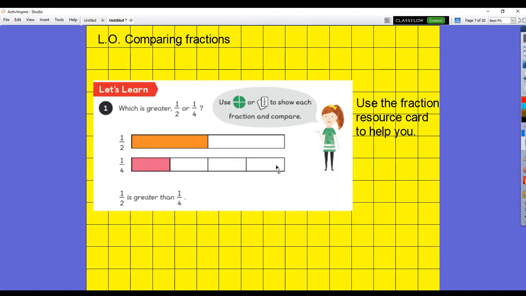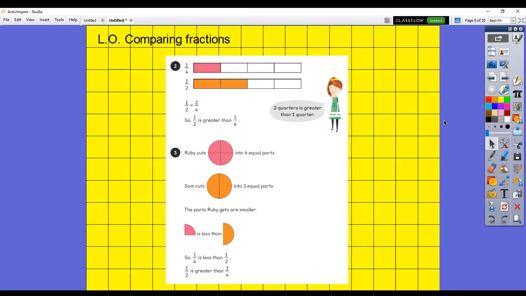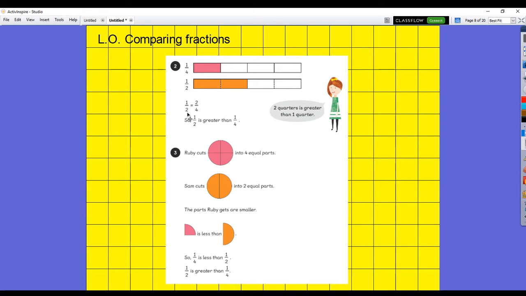And you'll hopefully be able to see that also on your fraction resource cards. So 1/2 is going to be the same as 2/4, okay? Because if you have a look at our fraction rule up here, here is our 1/2, and this would be 2/4. We haven't got 2/4, we've only got 1/4. So 1/2 is greater than 1/4.